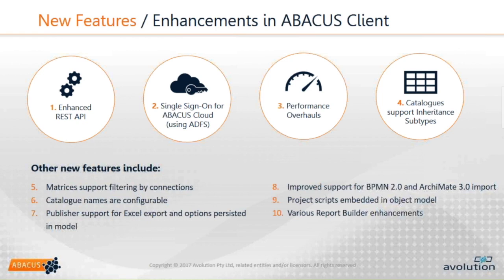We've also done a number of performance overhauls that help you to load your ABACUS file quickly and perform certain operations much more quickly. We've extended the inheritance subtypes that we implemented in 5.1 to be supported in Catalogues. So we'll look at what that looks like today.